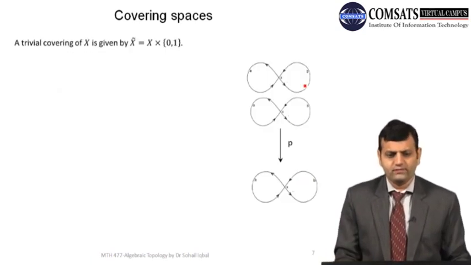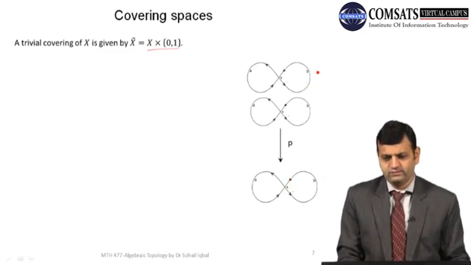Now a trivial covering of X is given by just taking 2 copies of this wedge sum X. But there is a problem here, because this space doesn't seem to be path connected, and we want our space to be path connected. So what should we do? We can join these 2 copies of X together in some way. Let's see how we can do that.